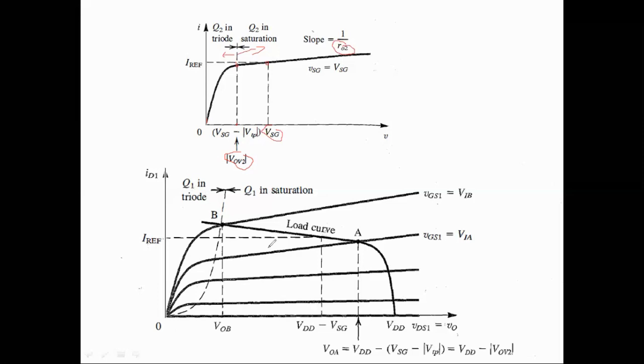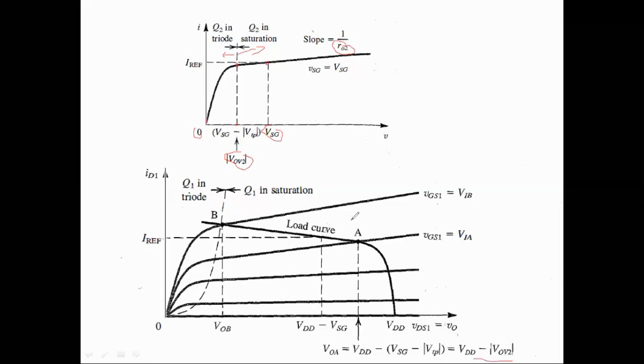Now I am going to overlap the ID versus VD characteristics of Q1 and PMOS Q2. Instead of starting at 0, I am going to start at VDD and mirror it, so it will come like this. Now the PMOS characteristics will start at VDD, and the point of intersection is A. Here it will move like this. Now let me see this. If it is VDD, then this voltage is called VDD minus V overdrive 2.